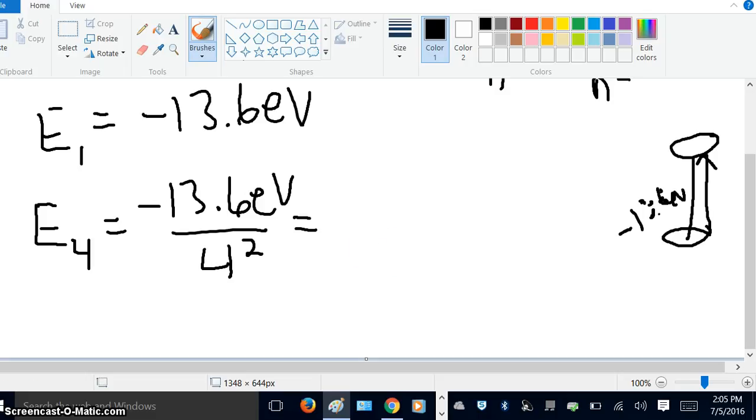All right, so I'm going to do a full example here. When I do this, it turns out to be 0.85 electron volts. So the energy in the n equals 1 state is negative 13.6. The energy in the fourth state, and this is negative, I forgot to put the negative in there, is negative 0.85.